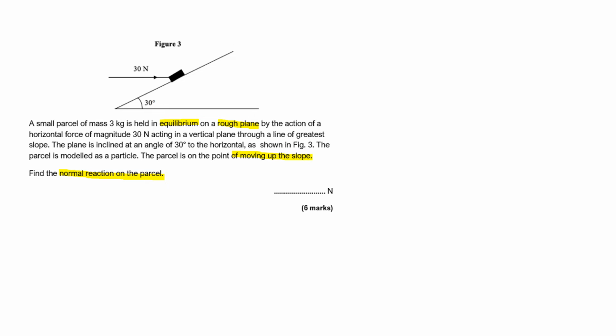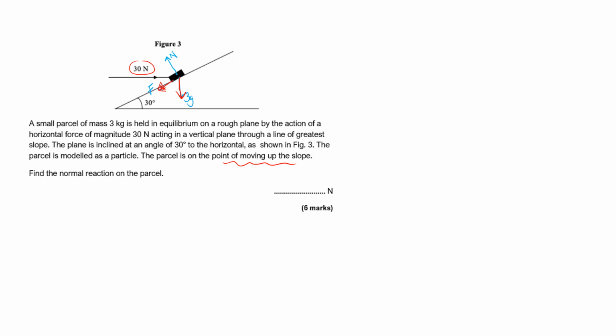So the first thing to do is to add all your forces onto the diagram. So did you get your forces onto the diagram? We've got a mass of 3 kilograms. That will give us a weight of 3g acting vertically down. We've got our friction, which is opposing the motion because the 30 Newton acting horizontally is preventing the parcel from moving up the slope. So our friction is going to oppose that motion.